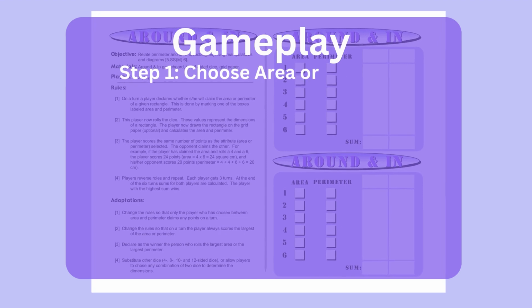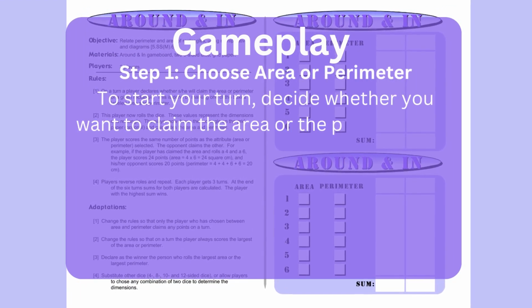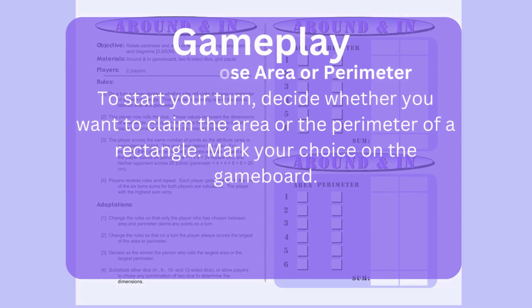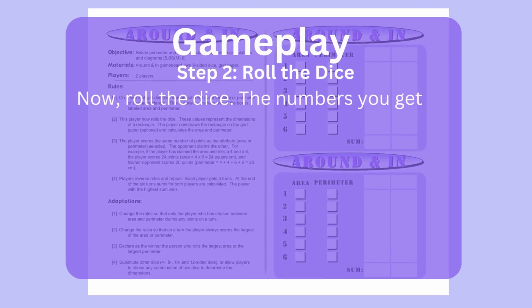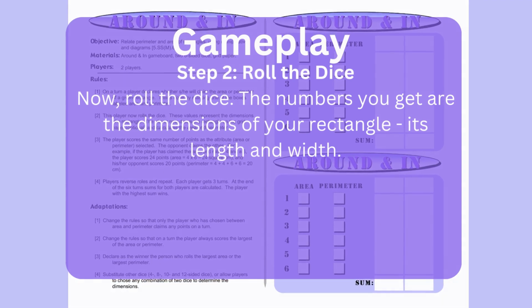Gameplay Step 1, choose area or perimeter. To start your turn, decide whether you want to claim the area or the perimeter of a rectangle. Mark your choice on the game board. Step 2, roll the dice. Now, roll the dice. The numbers you get are the dimensions of your rectangle, its length and width.